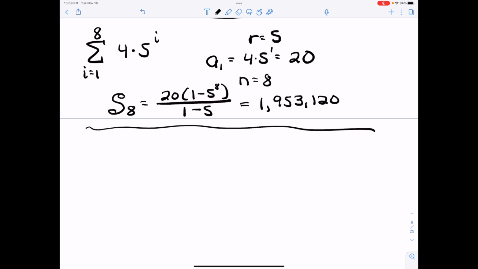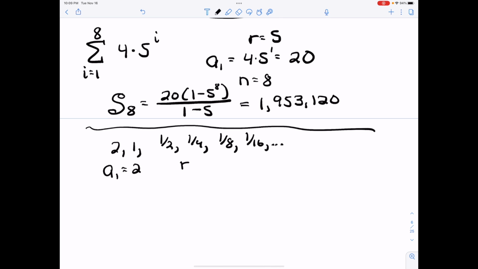So let's say you have a geometric sequence like 2, 1, 1/2, 1/4, 1/8, 1/16, etc. And this is infinite because you see the dot, dot, dot means it keeps going on, and it can keep going on forever and ever. a sub 1 is 2. r is 1/2. Start with 2. Keep multiplying by 1/2 to get the next term.